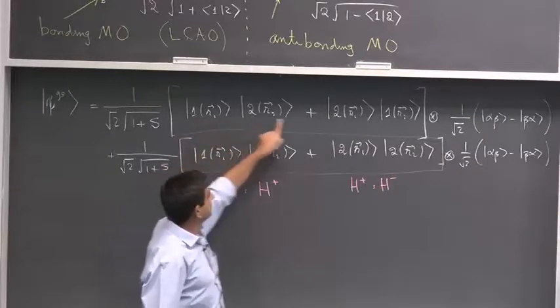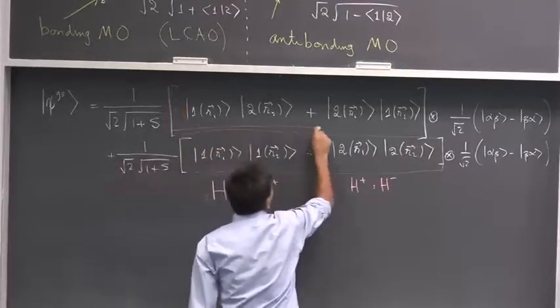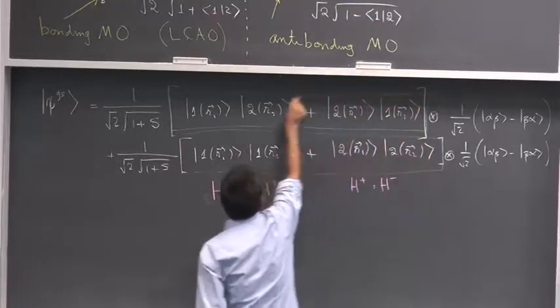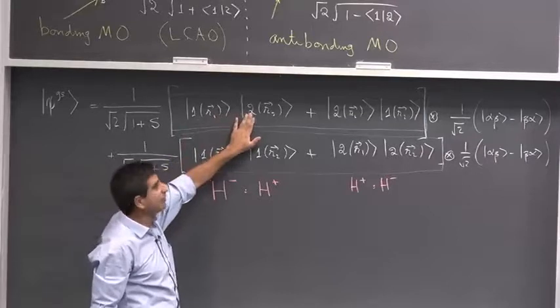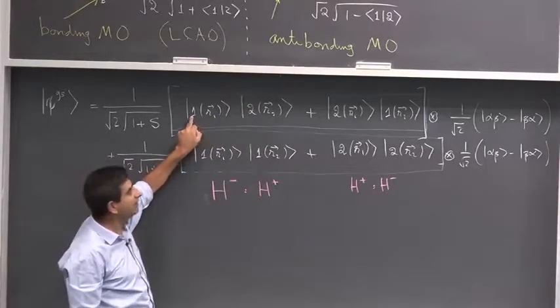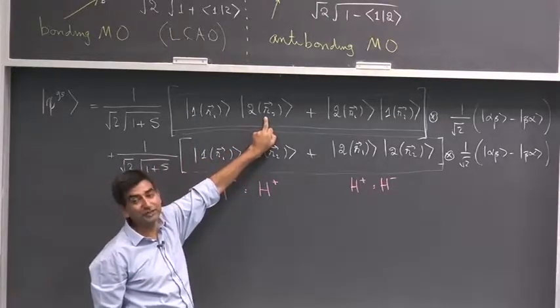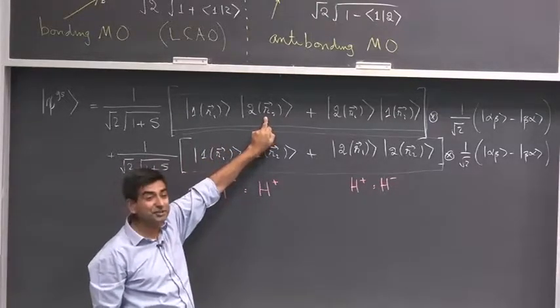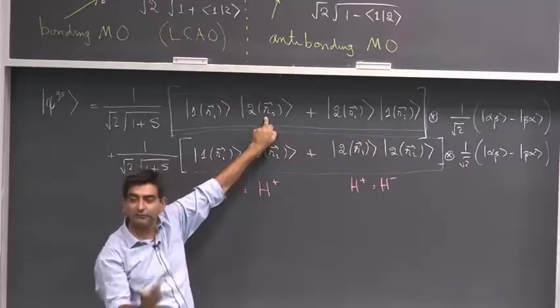Let's look at the first term over here. In the first term, first electron, second electron: the first electron is at position R1 and associated with nucleus A. The second electron, position R2, is associated with nucleus B. So there is sharing of the electrons. Each nucleus gets half of the pie, half of the share of electrons.